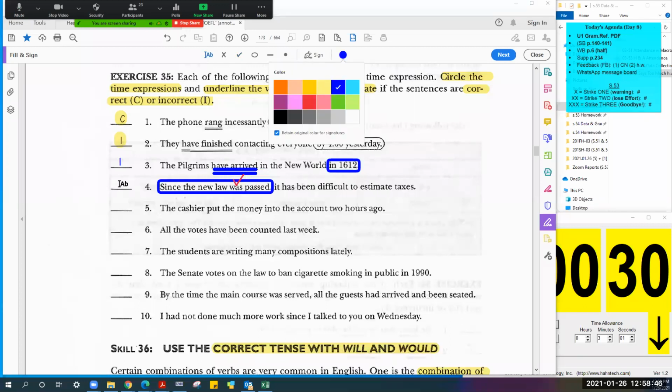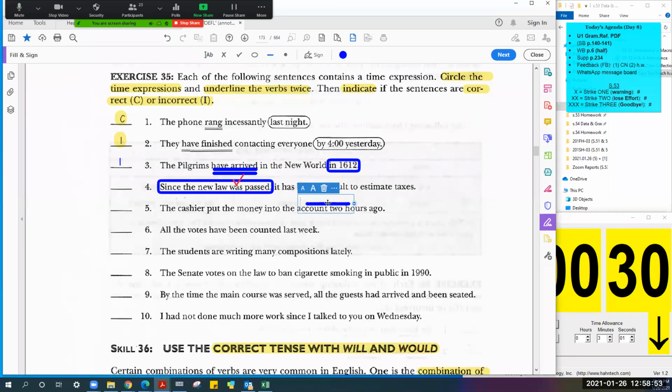Correct. What do you think? Correct. Where's the verb? Let's do that first. Where's the verb? Has been difficult. Has been. Two parts. Okay. Is this okay? Since the new law was passed, it has been difficult. Is it correct? Yes, it's correct.